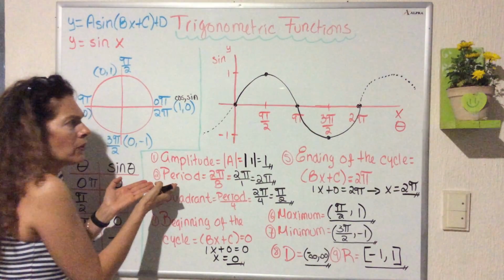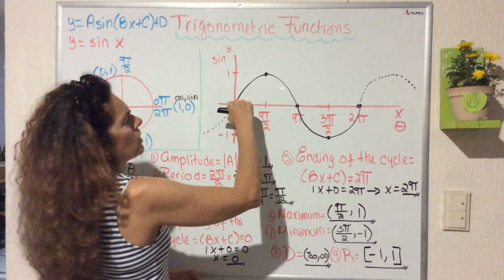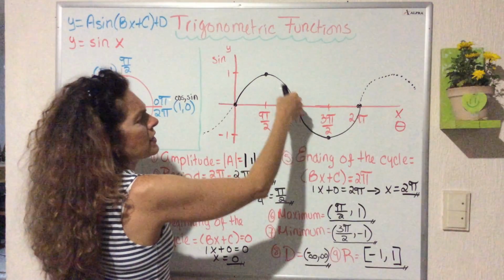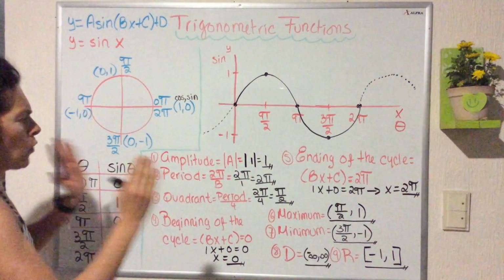But what is the period? Remember, I was telling you that it is when you take into account 1 crest and 1 valley, okay? And you end. This is 1 period.